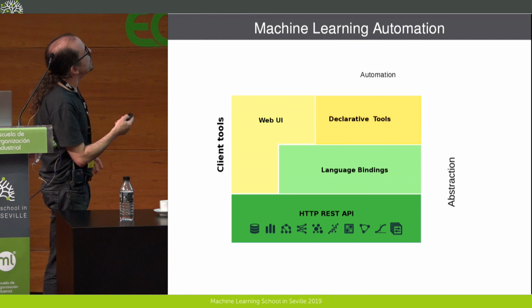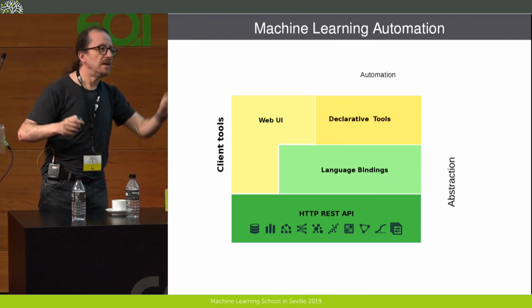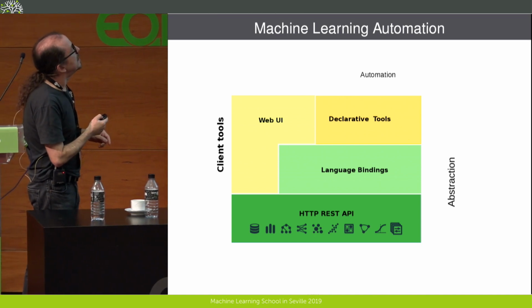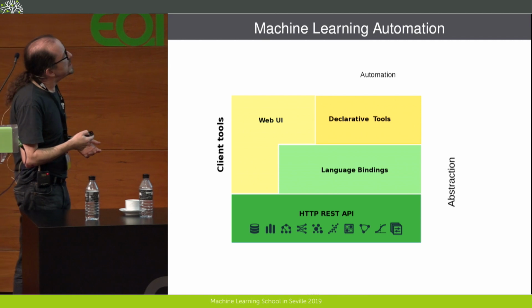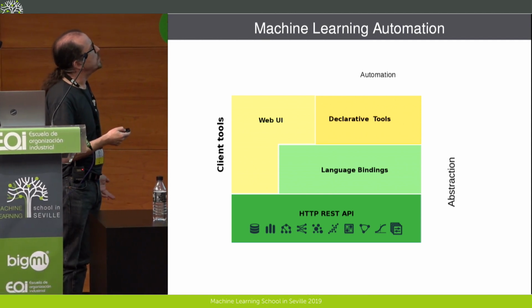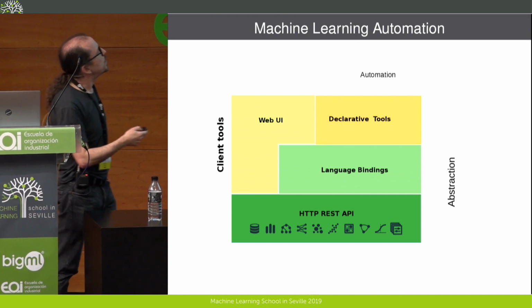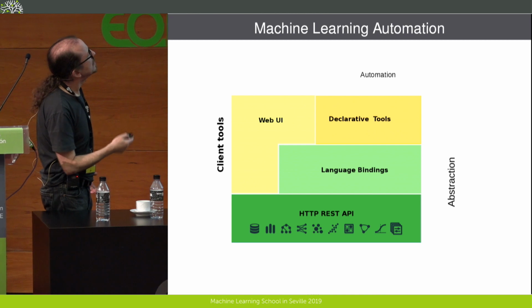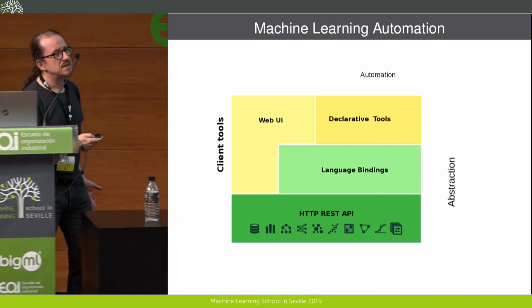And in this way, if you go through this axis, you have automation. Of course, the web UI is high in automation. It does all by itself, well, if you click enough times. And declarative tools are good at automation. But with language bindings, automation is on you. And then, yeah, I want more abstraction and I want more automation. But I don't know what to do on top of this. If someone has ideas, she can send me a CV.